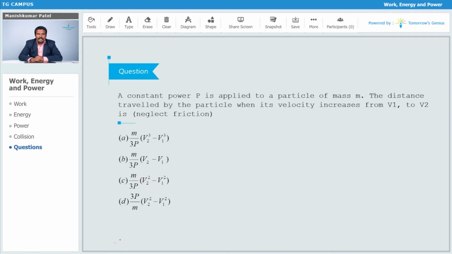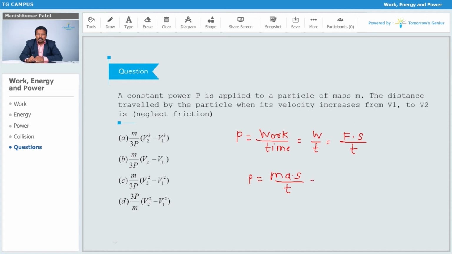Let's see the next one. A constant power P is applied to a particle of mass m. The distance traveled by the particle when its velocity increases from v1 to v2. I know that power is nothing but work done upon time, the rate at which we are doing the work. Again, work done is force into displacement upon time.